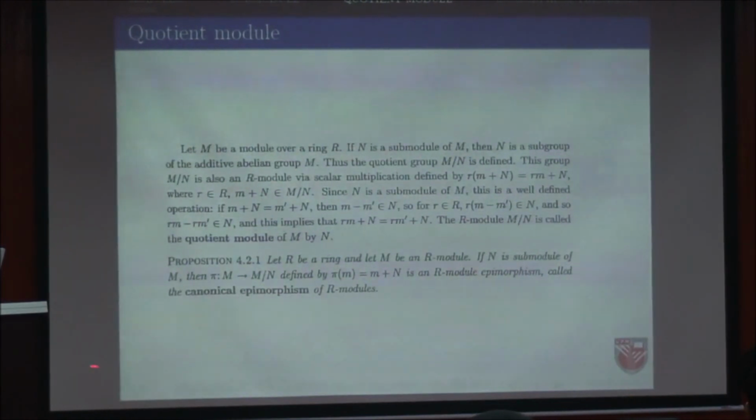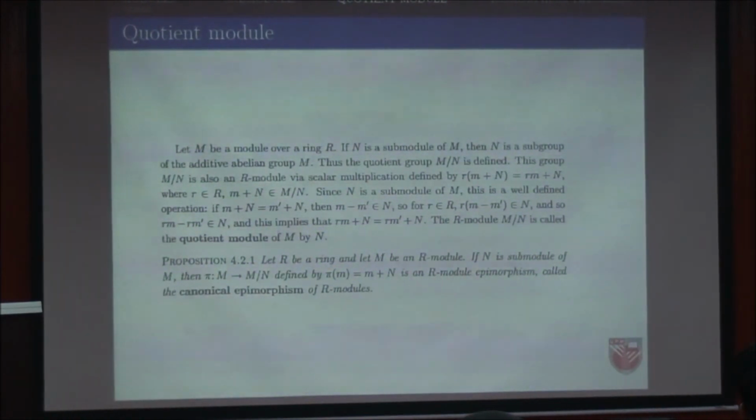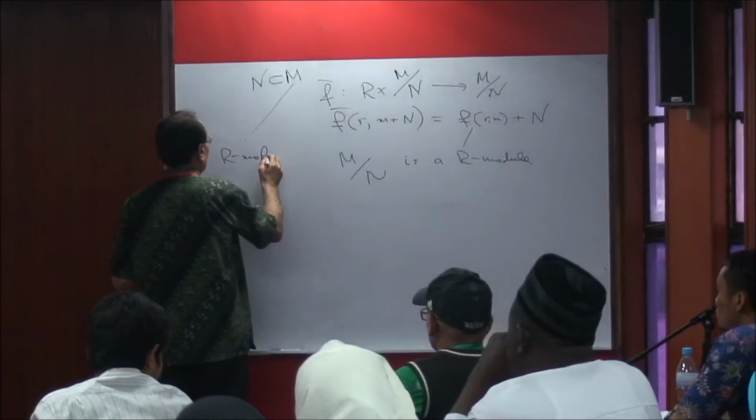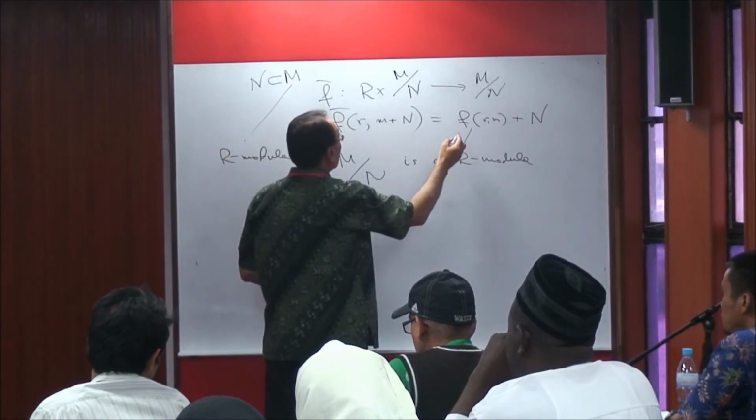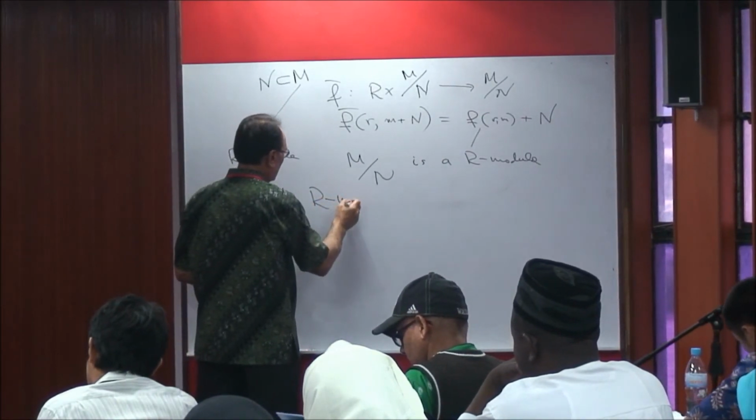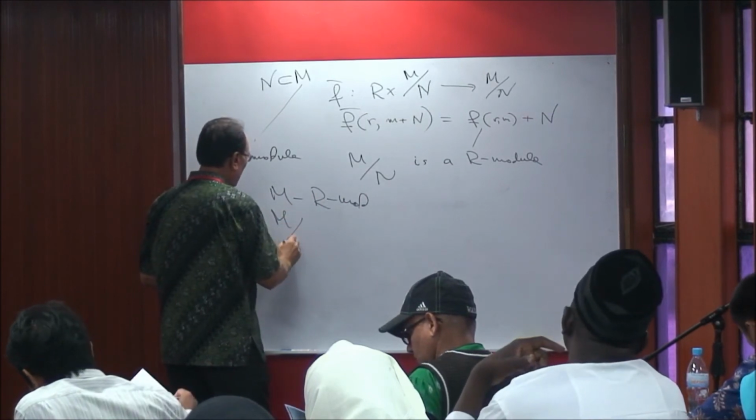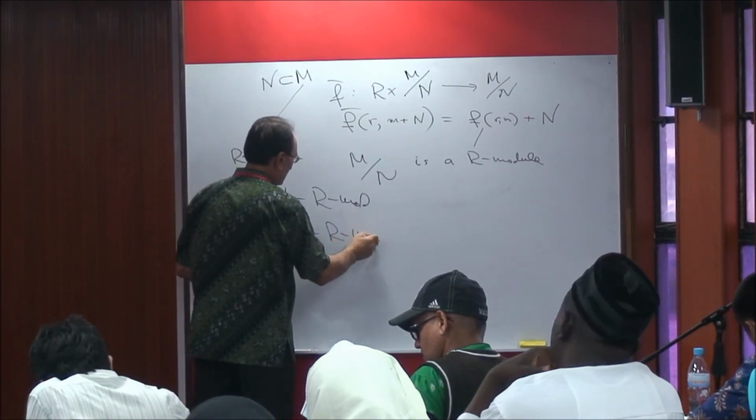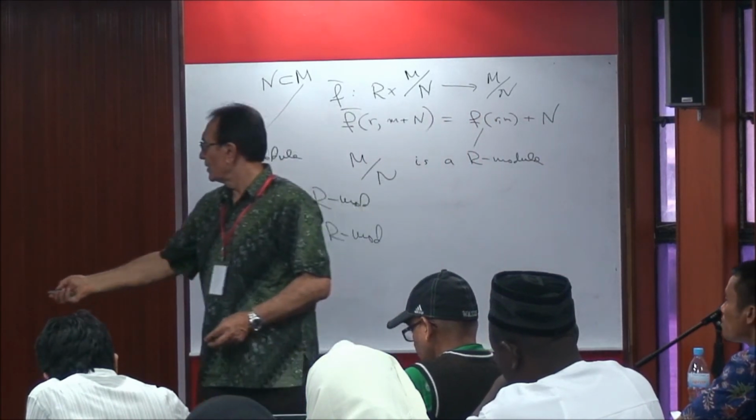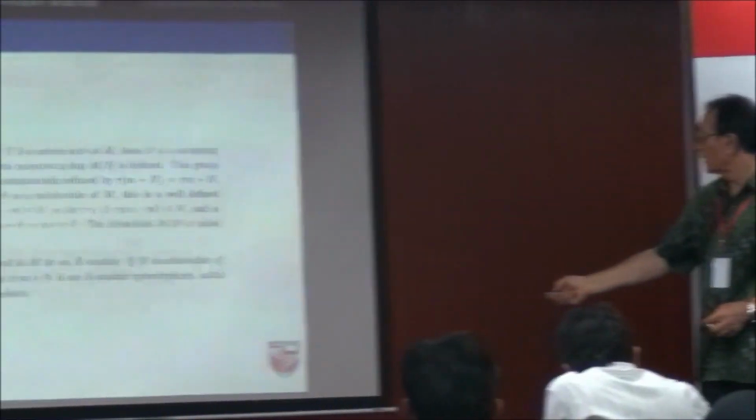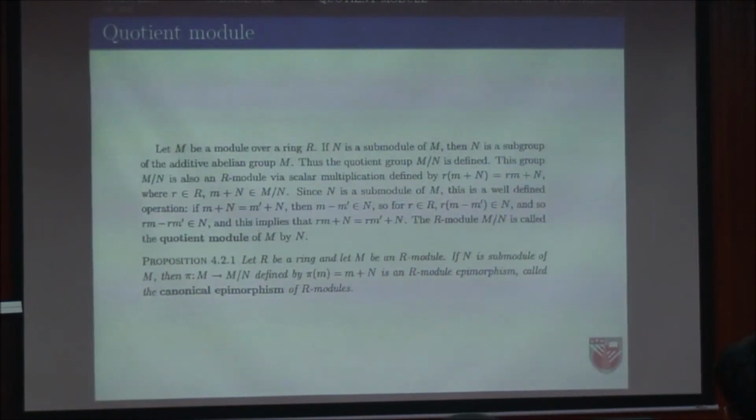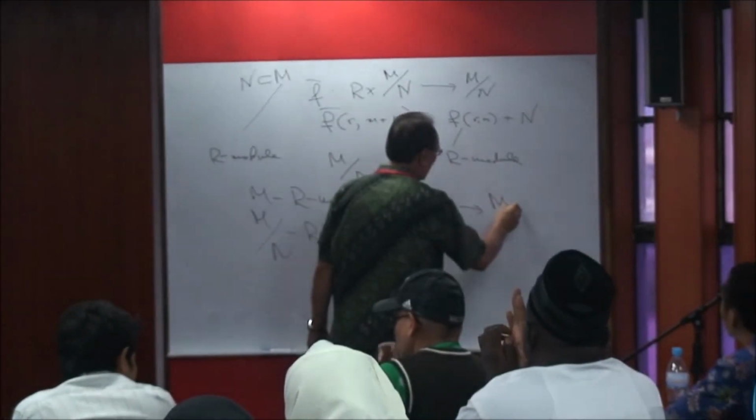Then there is one homomorphism. Since I have the R-module M, and M over N is also an R-module, there is one homomorphism between these two R-modules. It's called the natural homomorphism. It is denoted as pi. Pi is from M to M over N.